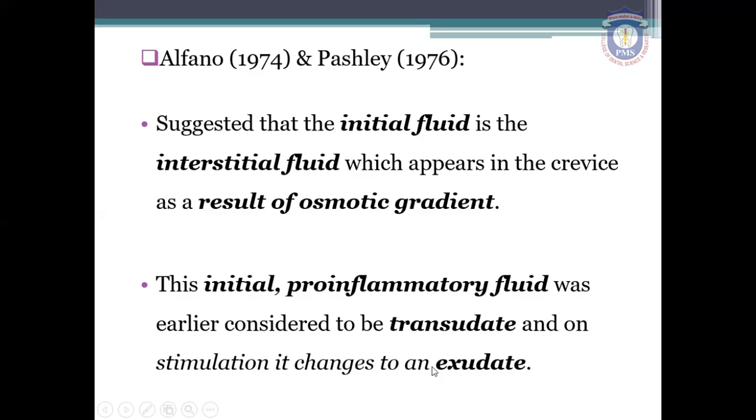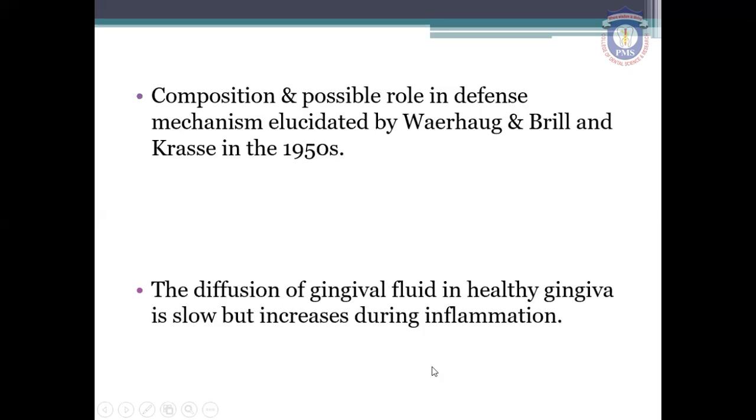to an exudate. So the composition of GCF and its possible role in defense mechanism was elucidated by Weyrhoff and Brill and Krauss in the 1950s. The diffusion of gingival fluid in healthy gingiva is slow, but it increases during inflammation.